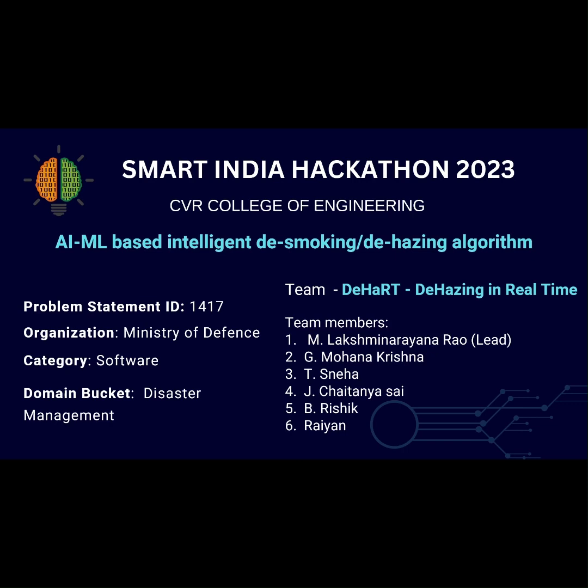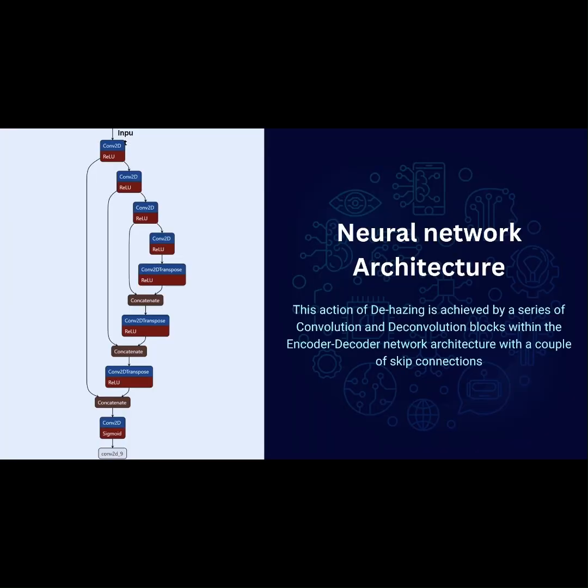We have collected the ideal dataset and have trained the perfect neural network model to perform dehazing in real time, and that is what DeHaRT stands for. The neural network architecture we are using is a fairly simple encoder-decoder architecture with a couple of skip connections, which fairly resembles the famous U-Net architecture both in structure and efficiency.